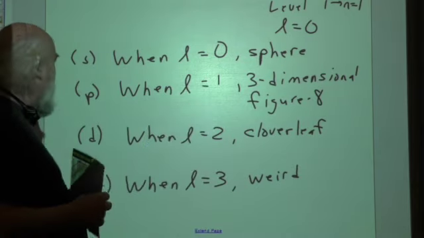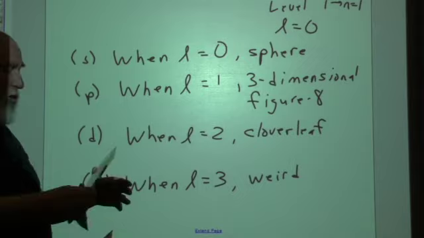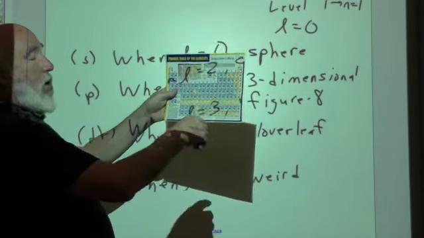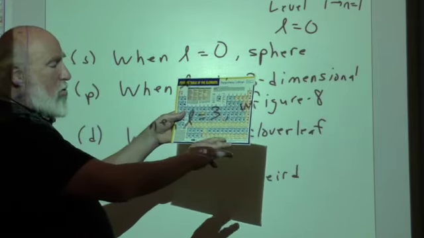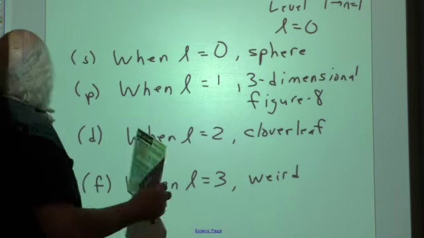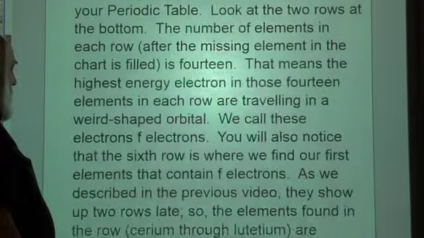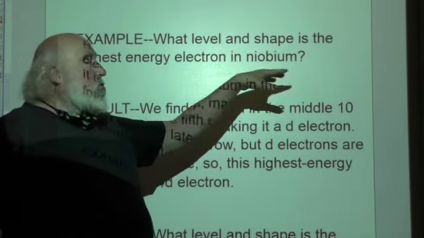Now, when we say that, we're going to use S, P, D, and F as that explanation. Again, put F electrons, say, somewhere down here. You should already have that it's written, you should have written that there's 2 rows late for these. If not, put it in there. And now let's take a look at how we can use that in predicting the level and shape of the highest energy electron.